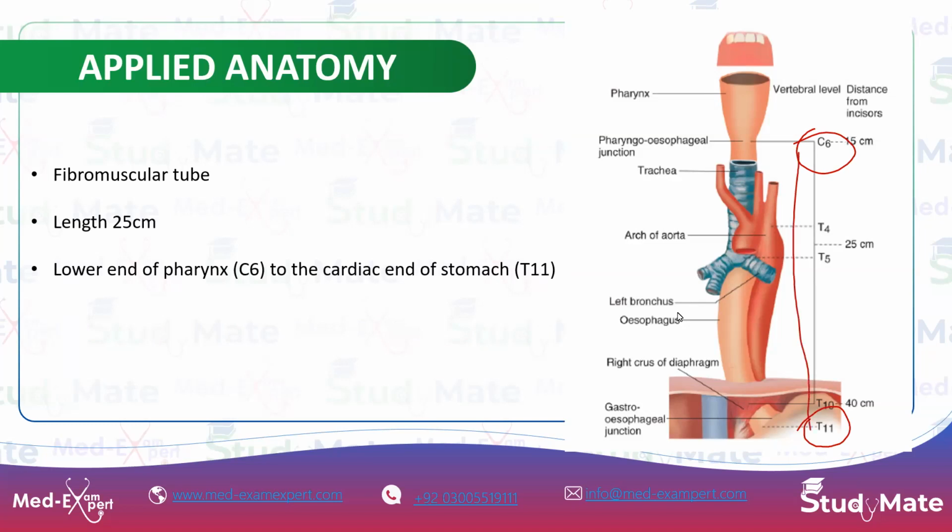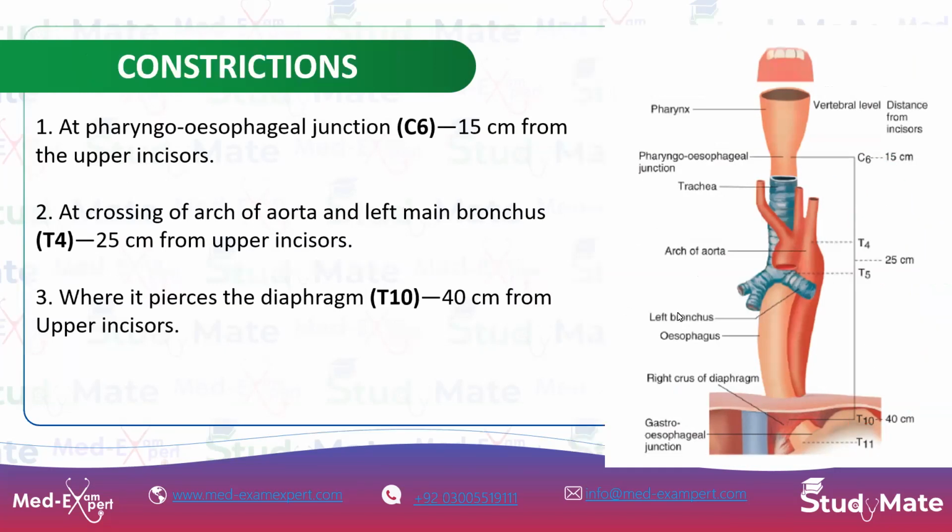So the distance in adult is approximately 25 centimeter. So this is a very important slide which is showing the constrictions of the esophagus. It is important to know the locations during the procedure which we do, the esophagoscopy, because foreign bodies in esophagus can be held up at these constrictions. So we basically have three constrictions in esophagus.